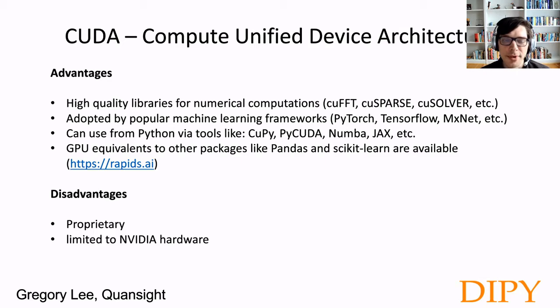You can use it from Python via various tools like CuPy, PyCUDA, Numba, JAX, and so forth. There are GPU equivalents as well to some other packages like Pandas and scikit-learn that are provided through the NVIDIA RAPIDS group. The main disadvantage of CUDA is the core toolkit itself is closed source. Some components like these RAPIDS tools are open source, but the core CUDA toolkit and compiler are closed source, and it really only runs on NVIDIA hardware.